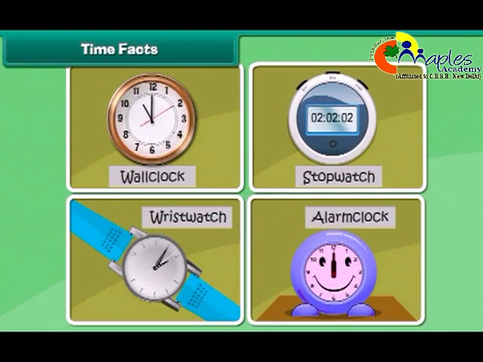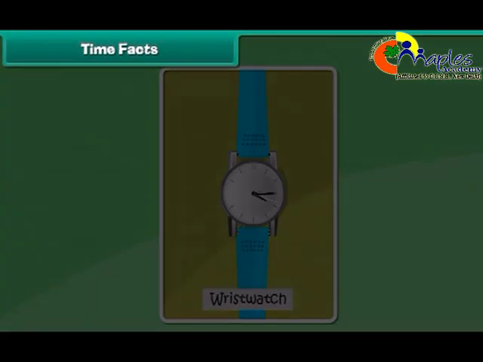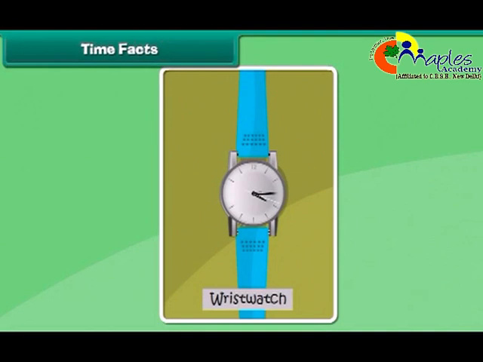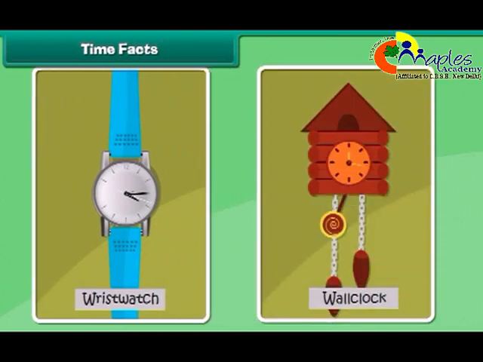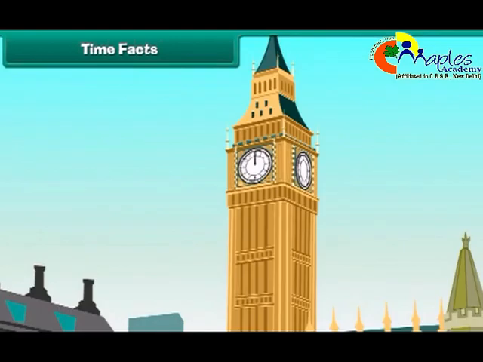You must have seen clocks of different shapes and sizes. There are clocks which you wear on the hand. They are called watches. There are clocks which you see mounted on a wall. Clocks which are mounted on buildings.